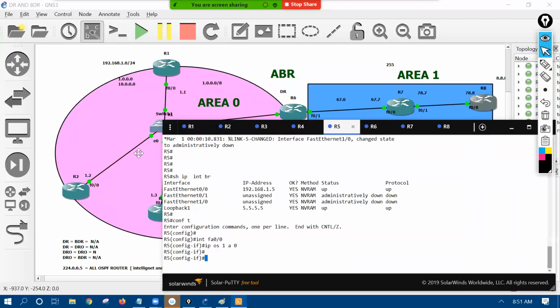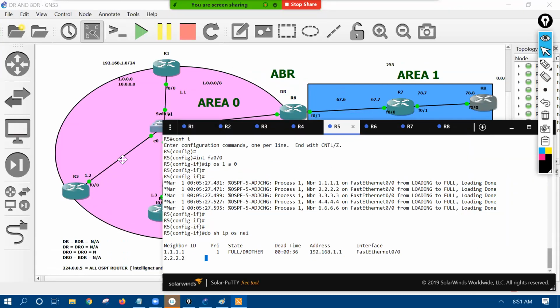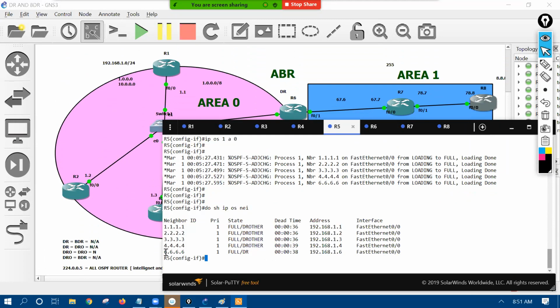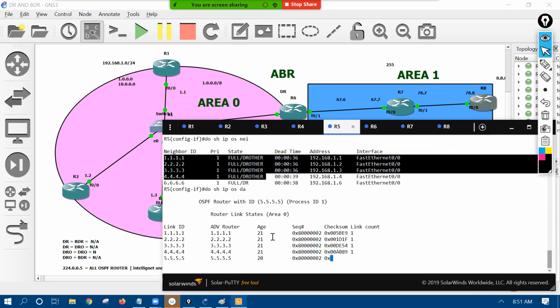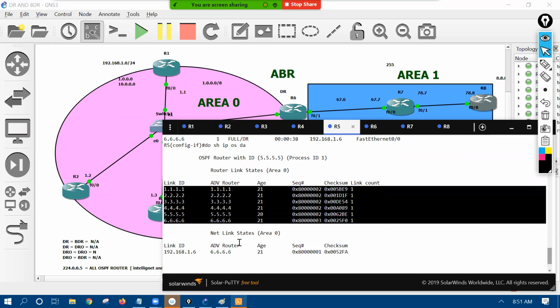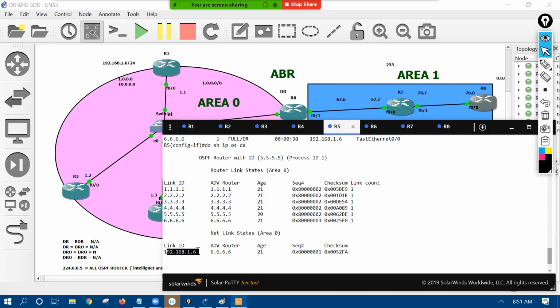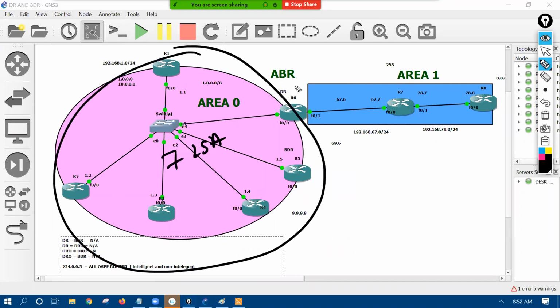In area number 0, right? All good. Do show ip ospf neighbor, right? Who is the DR? R6 is my DR router, and R5, where I'm present right now, is my BDR. And all the rest of the routers will become DROther. And if you see do show ip ospf database, we have 6 router LSA and 1 network LSA, right? That's generated by the DR. This is the DR IP address, and this is the router ID of the DR. Basically we have a total of 7 LSA here, and R6 will become the ABR router.